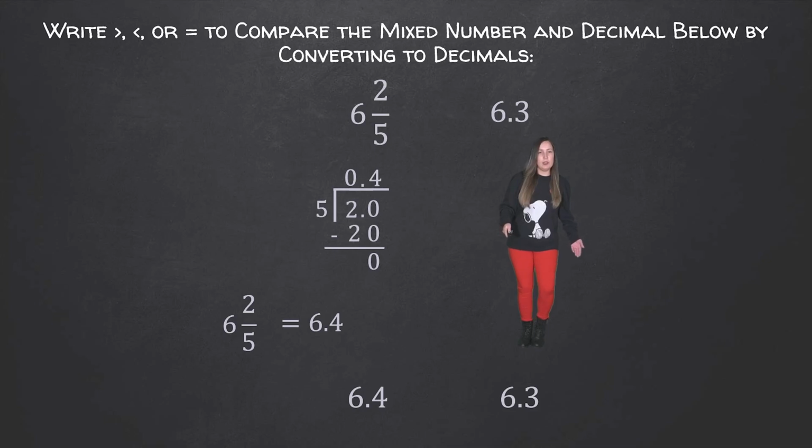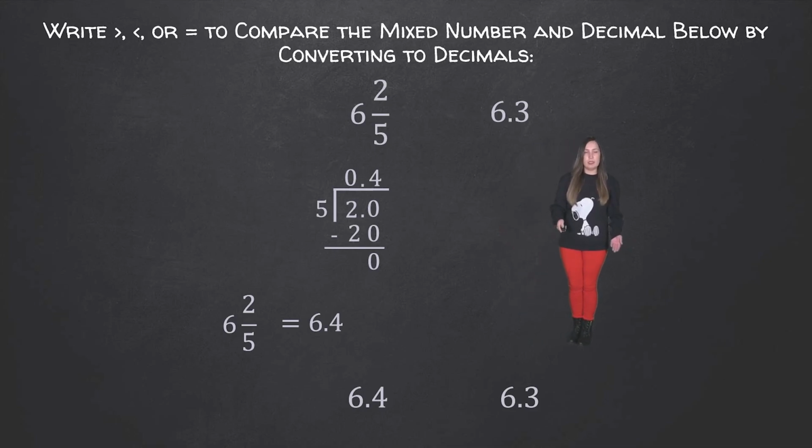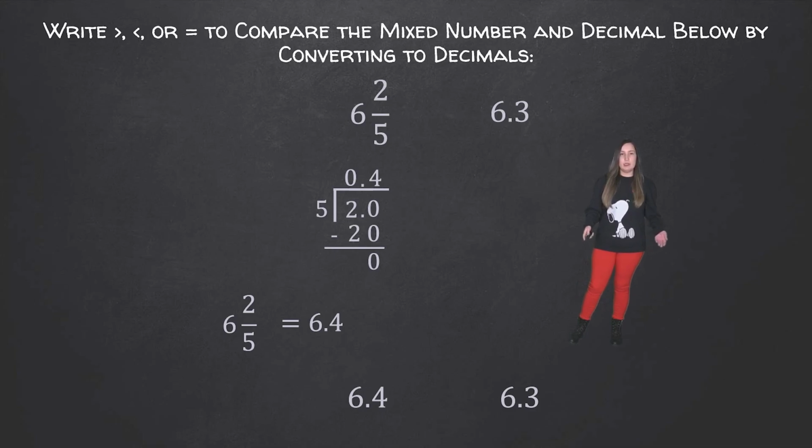Here we have 6 and 3/10. So our two values are 6 and 4/10 and 6 and 3/10. Now in the ones place, they both have 6, but in the tenths place, one has 4 and one has 3, which means that 6 and 4/10 is greater than 6 and 3/10. That also means that 6 and 2 over 5 is greater than 6 and 3/10.